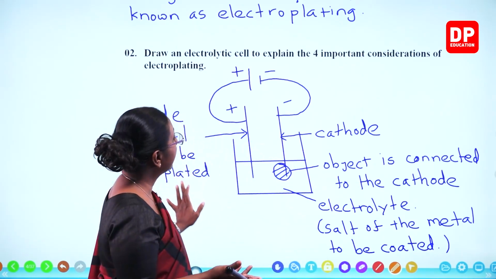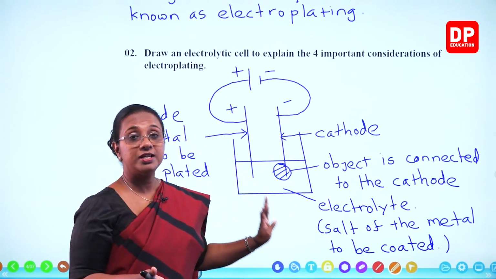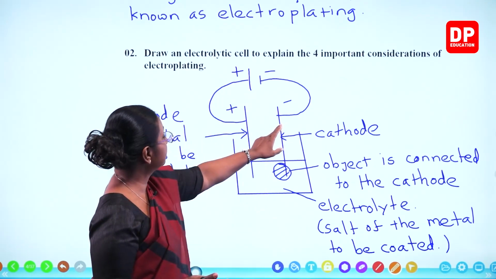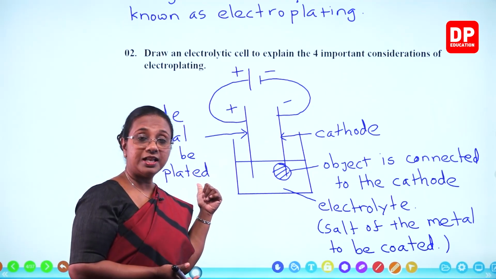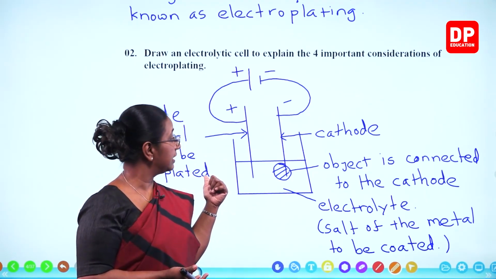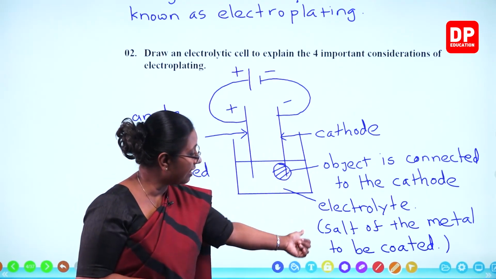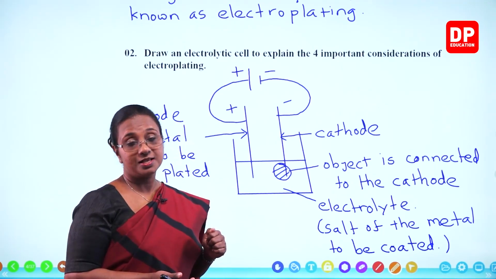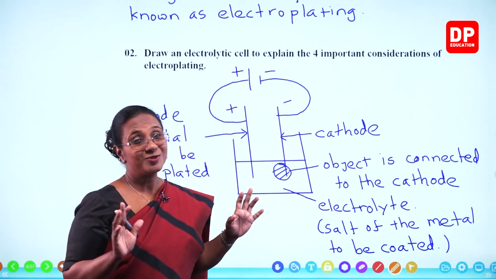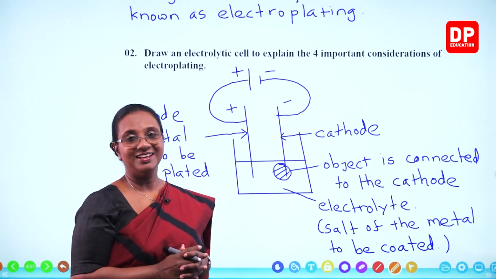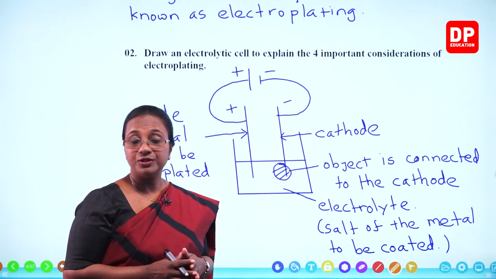But when it comes to the electrolytic cell, the 4 considerations are: the terminals, how the electrodes become positive and negative; what you connect at the anode, the metal; the cathode, the object; and what should be the electrolyte solution. So those are the 4 considerations. I'm sure you all can remember that. So with that, students, I'll move on to the next question.